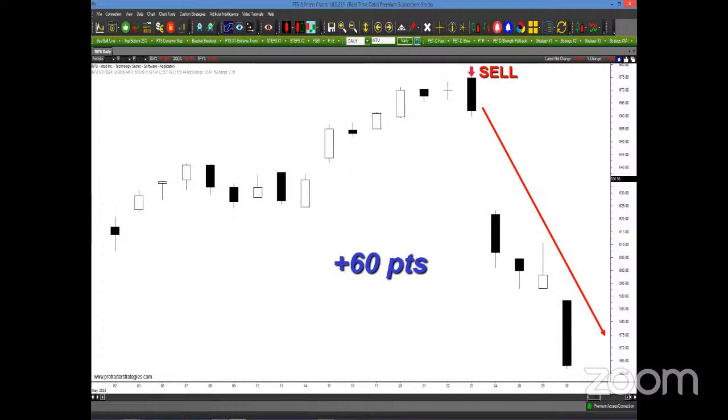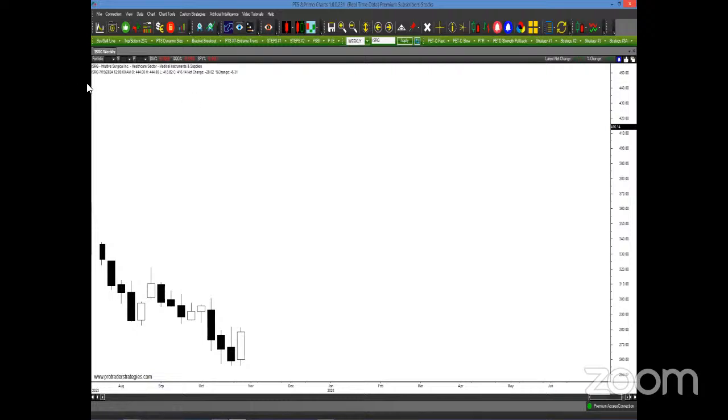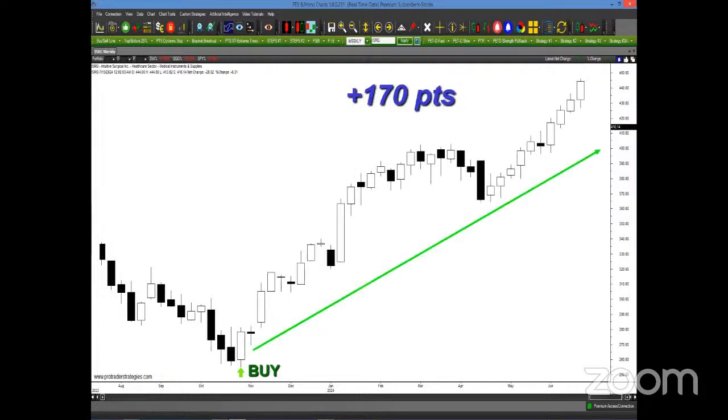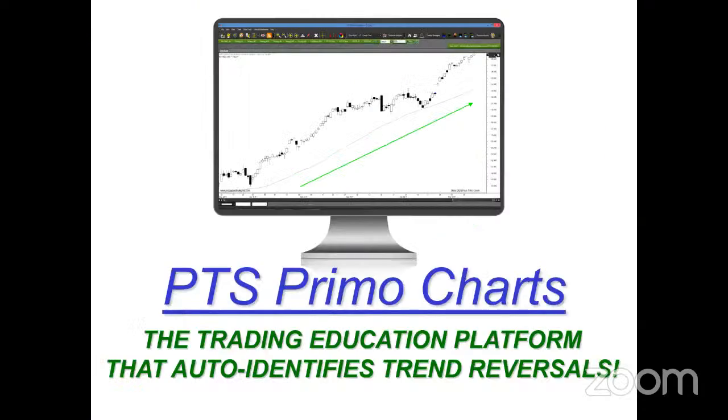Now, the PTR also identifies when something is going lower, because as we see here, we were in a downtrend. But on this specific bar right here, the PTR identified that the trend would be reversing. And on a weekly ISRG chart, the stock went up 170 points in the next 6 months. So this is what we're going to be talking about today, and you'll see the ease of access using the PTS Primo charting platform that actually auto-identifies these PTR trend reversal setups.